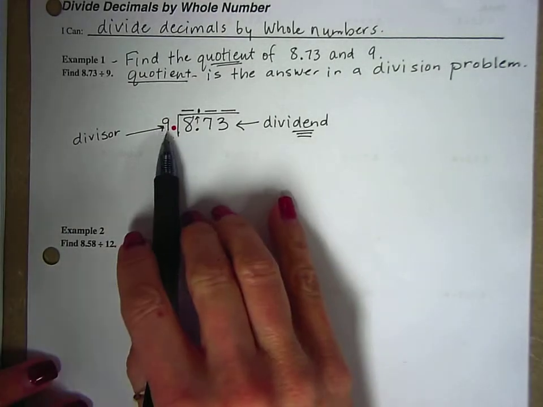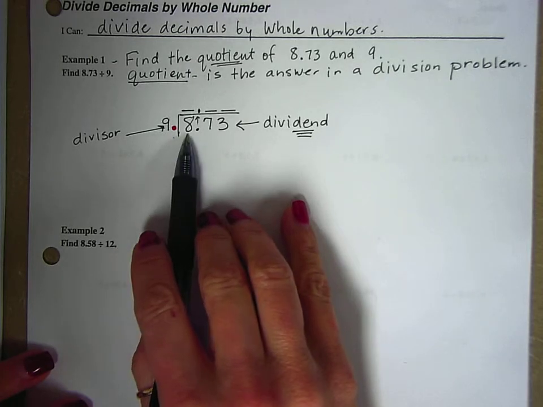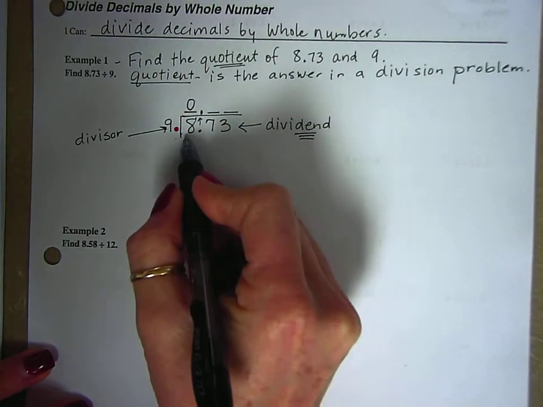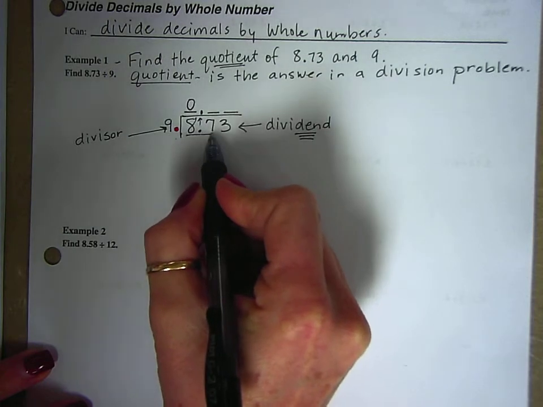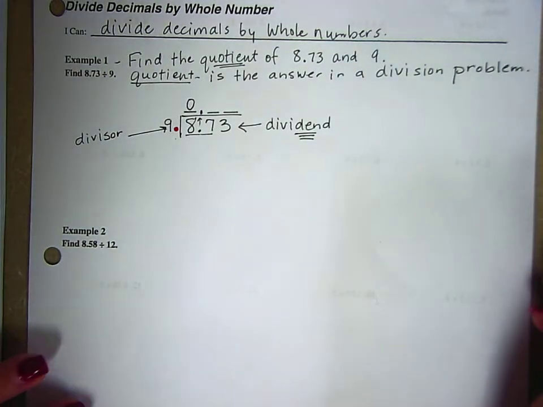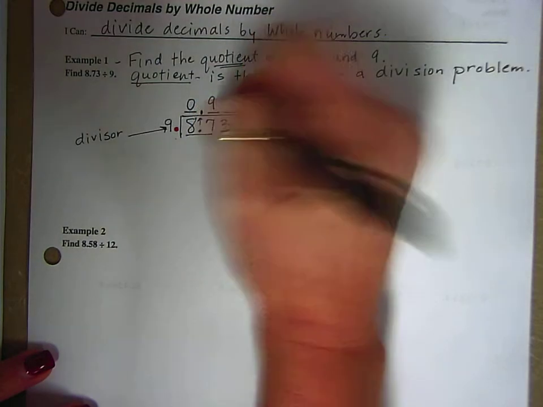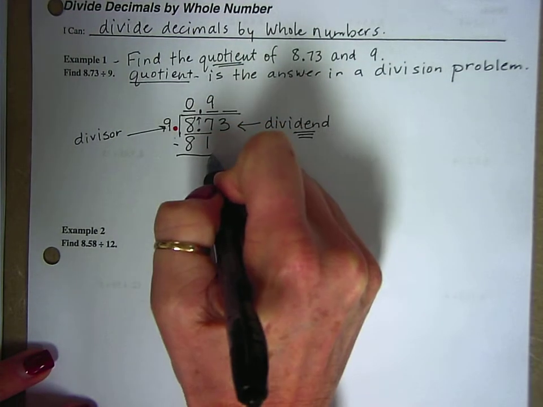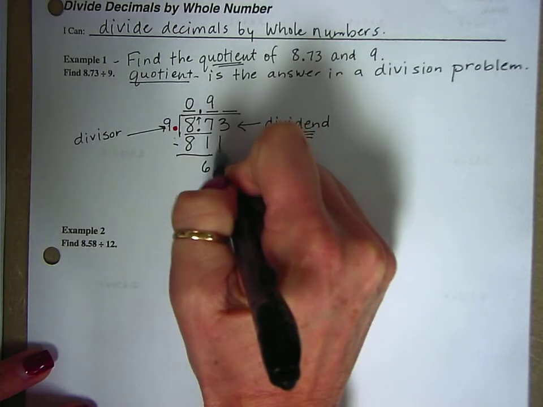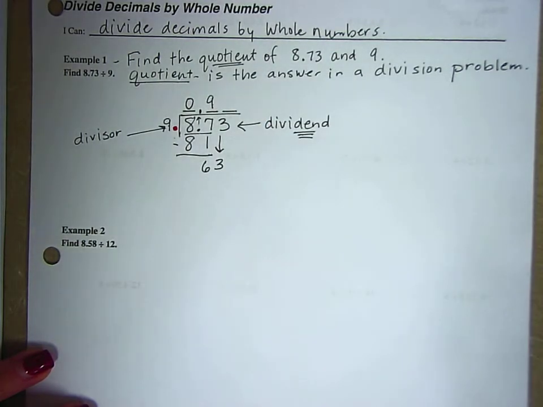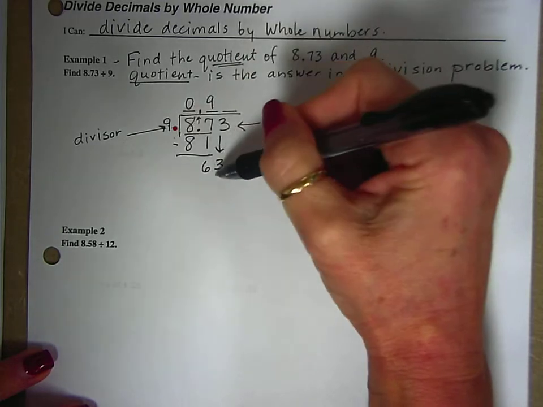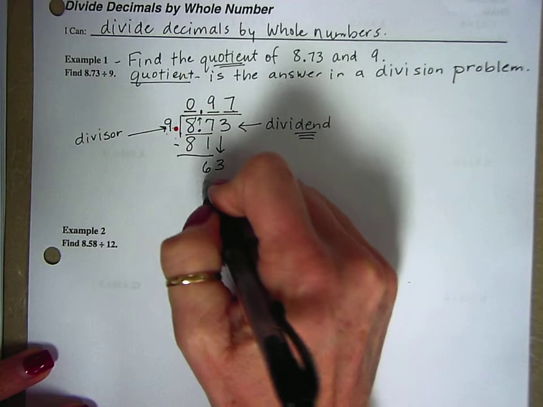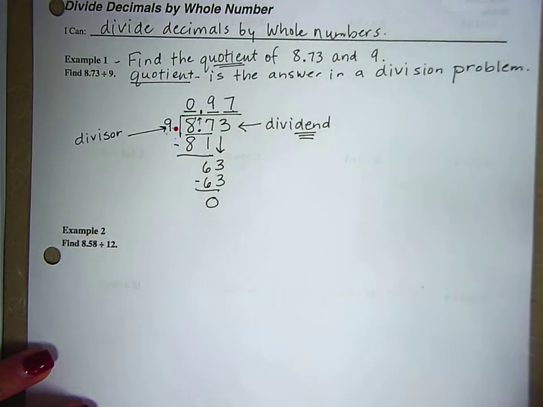Okay, how many times will 9 divide into 8? 0 times. How many times will 9 divide into 87? Well, 9 times 9 is 81. So we're going to go with 9. 9 times 9 is 81. Subtract, bring down. How many times will 9 divide into 63? 7. 7 times 9 is 63, and you're done.